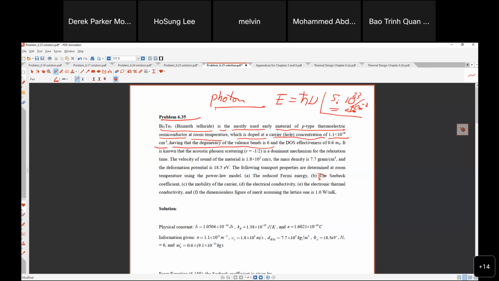Okay, and that's why we understand concentration having the degeneracy of valence band is 6. Anyone rephrase what is the degeneracy of valence band is 6? Anyone? What is that? Some students able to answer this? What is the degeneracy of a valence band? No one? That's not a good sign. Okay. The degeneracy is the number of valleys.